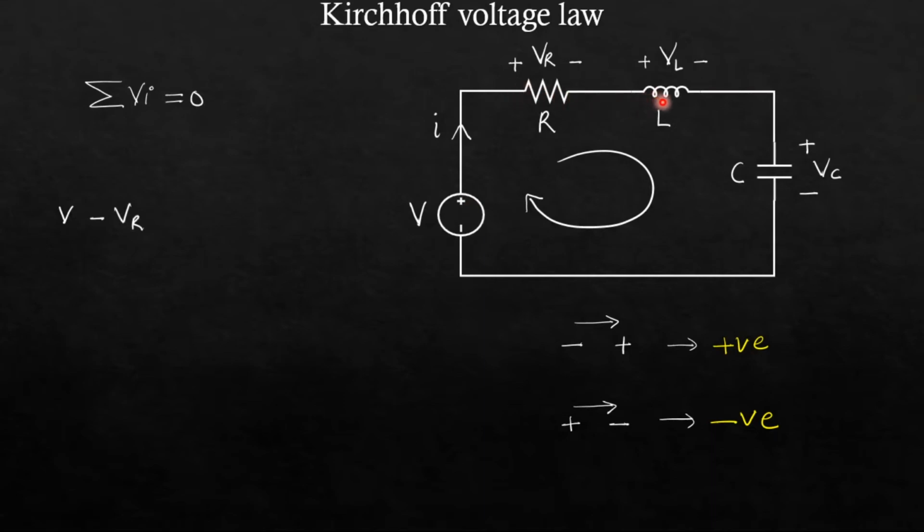And again we are moving from positive to negative, so it will be minus VL. And again from plus to minus, it is minus VC. And we have completed the closed loop. So it will be equal to 0 according to Kirchhoff's voltage law.